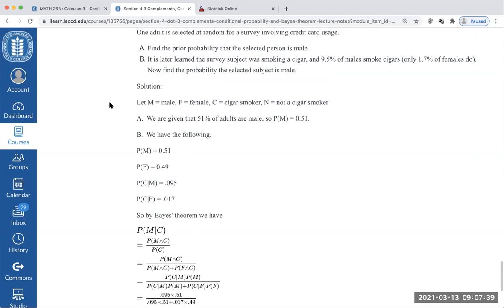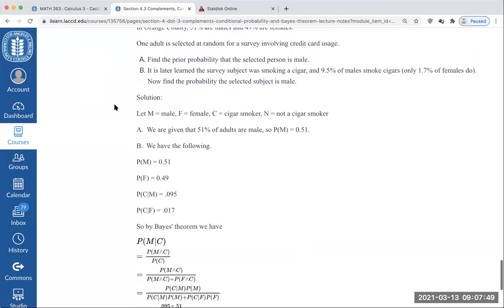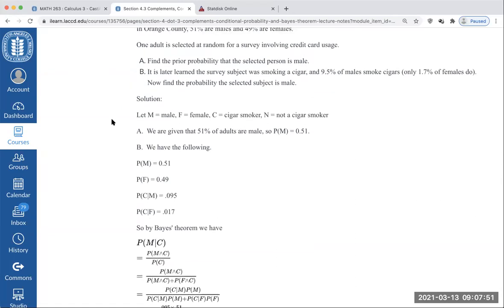So let M be male, F female, C cigar smoker, N not a cigar smoker. We're given that 51% of the adults are male. So the probability that the person selected is male is 0.51. That's my a priori probability. Next, let's do part B.